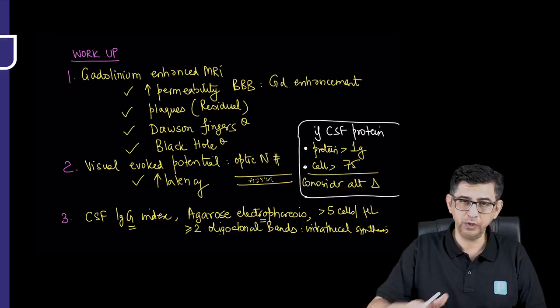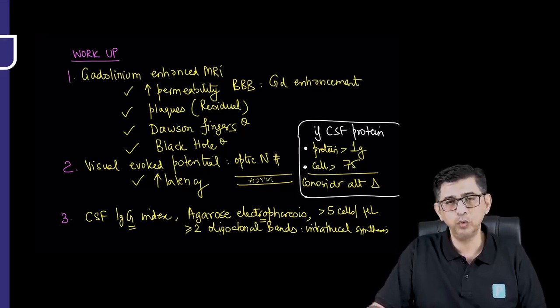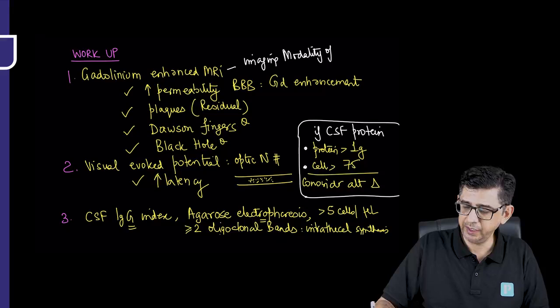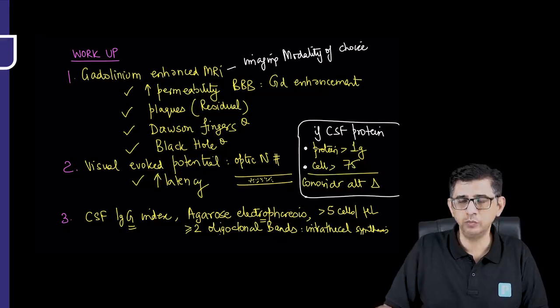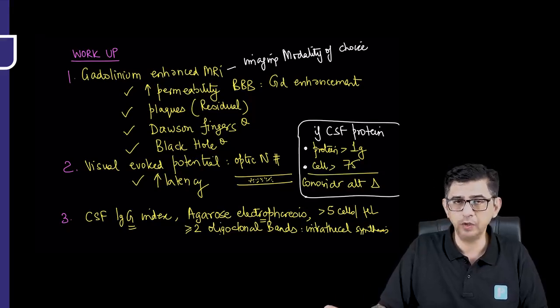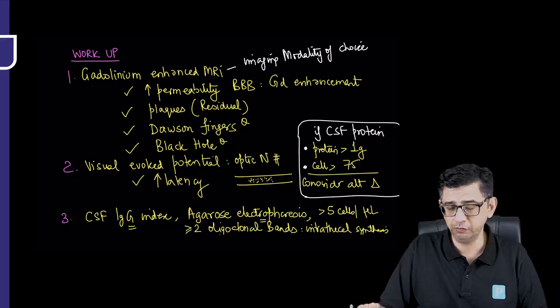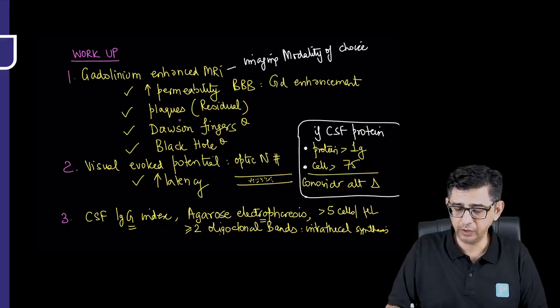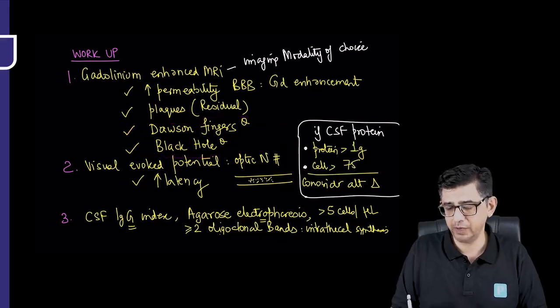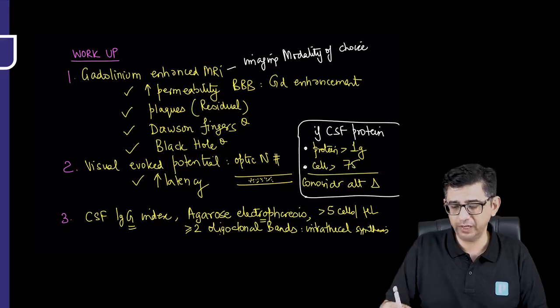Let's have a quick look at the workup of these patients. One test that we can do is gadolinium enhanced MRI. This would be answered by you in the exam as the imaging modality of choice. And what would be the findings that can be demonstrated? Because there's damage to the blood-brain barrier, there would be gadolinium enhancement. There can be plaques developing in the brain. If the plaques are very small, we can do a visual evoked potential as well. And then there are 2 very classical terms that I've said earlier, Dawson fingers and black hole. Dawson fingers as a finding would be seen on T2 weighted images. Black hole would be visible on T1 weighted images.